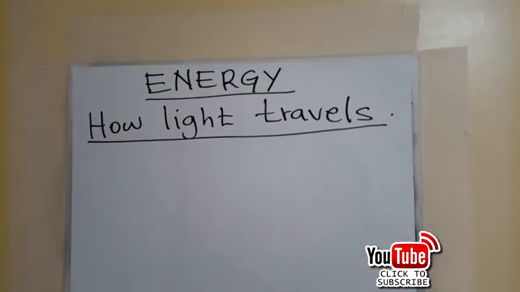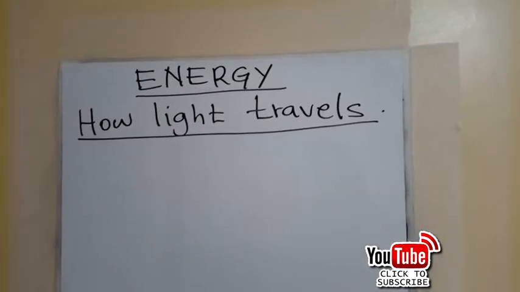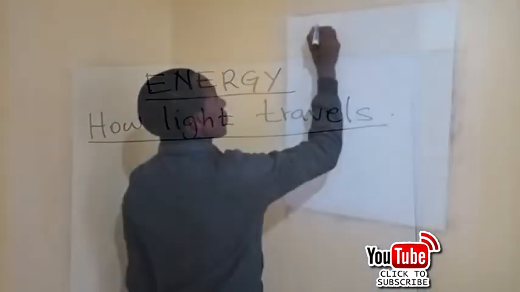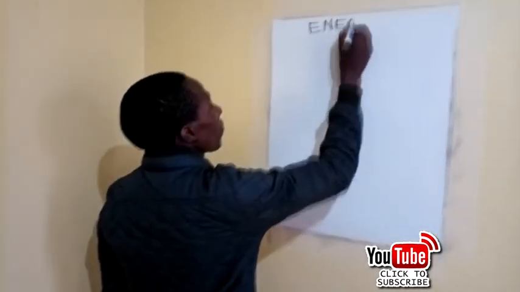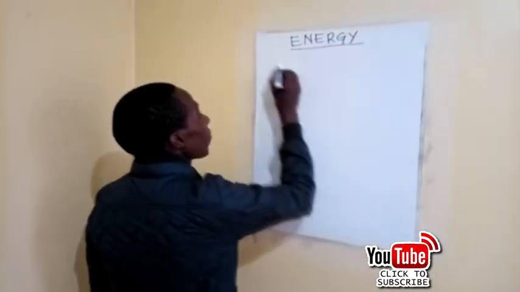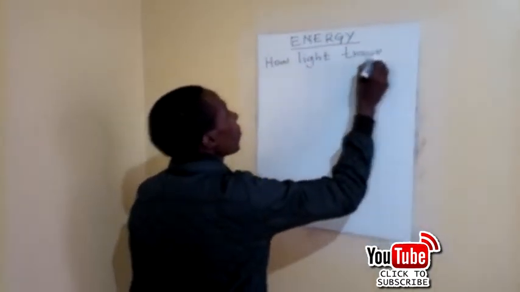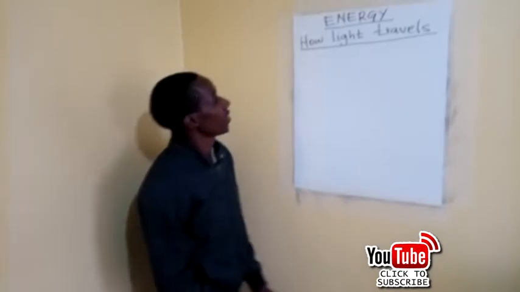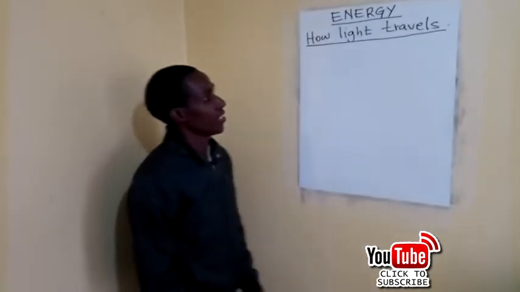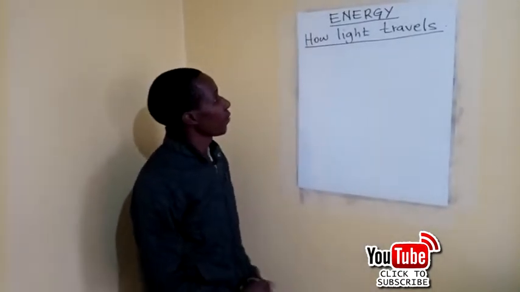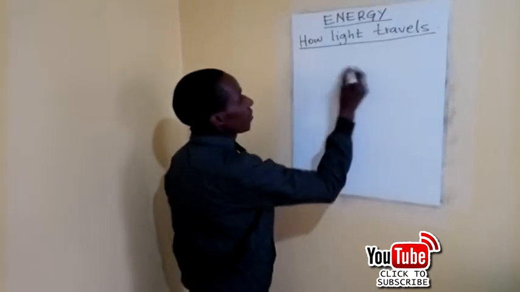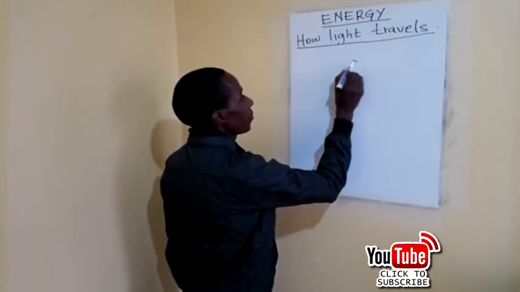Today I'm going to talk about energy and we're going to see how light travels. So let's start. Now we want to learn how light travels. Now let me draw the sun. We use it as our example.